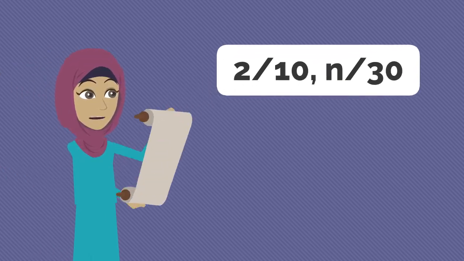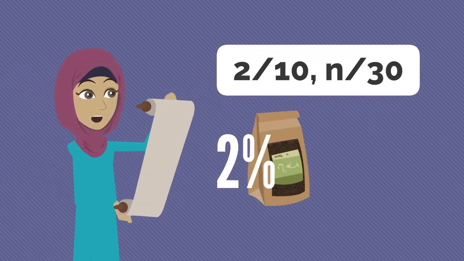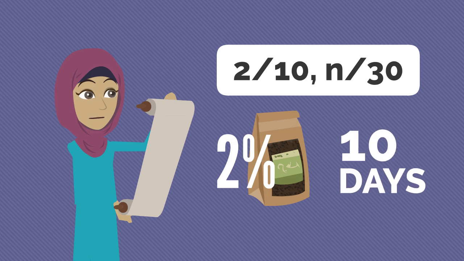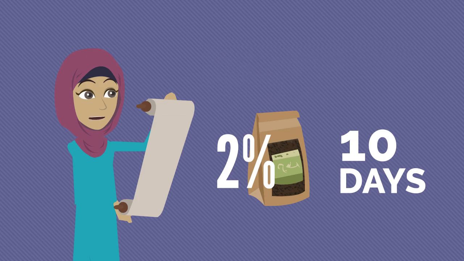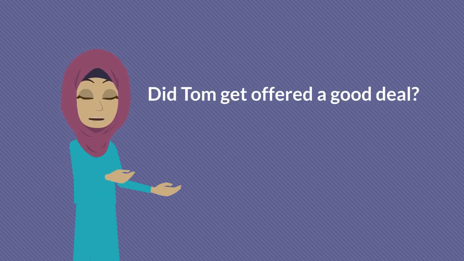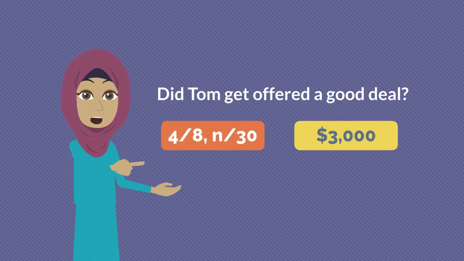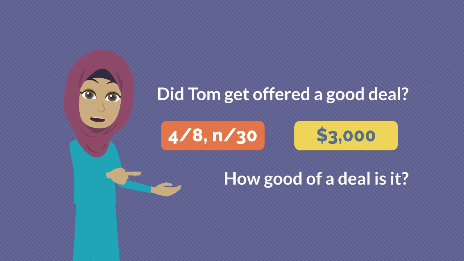A typical credit term is 2/10 net 30, meaning that there is a 2% discount if the amount is paid within 10 days. Otherwise, the buyer will have to pay the full amount within 30 days of the original invoice date. Now that you know a little bit more about credit terms and the industry standard, here's a bonus question for you to consider. Did Tom get offered a good deal? And how good of a deal is it?